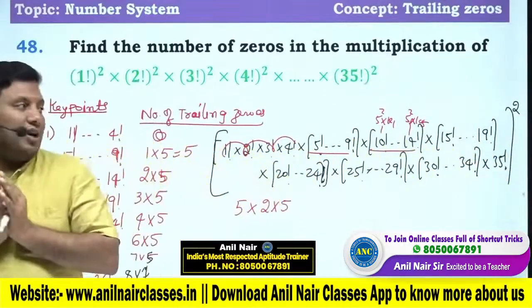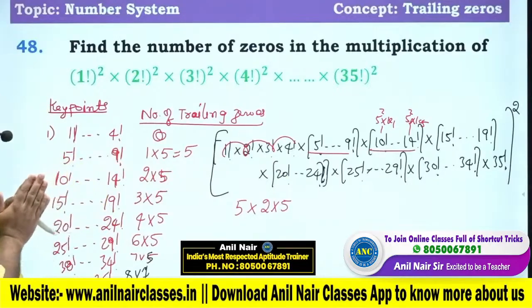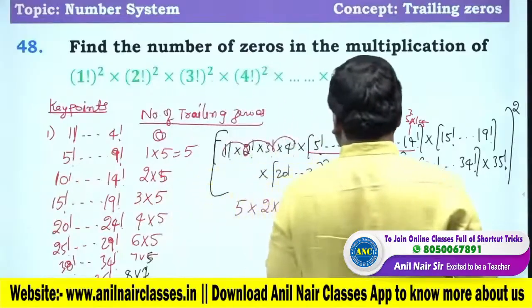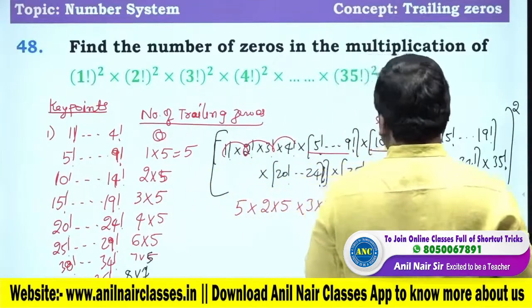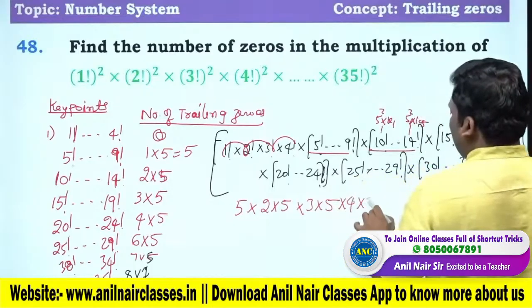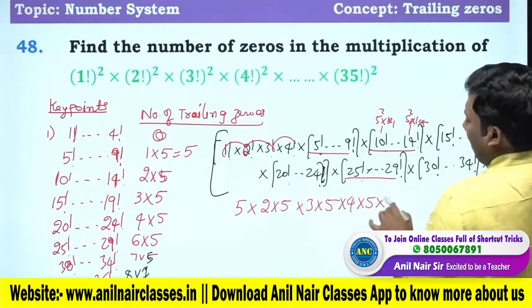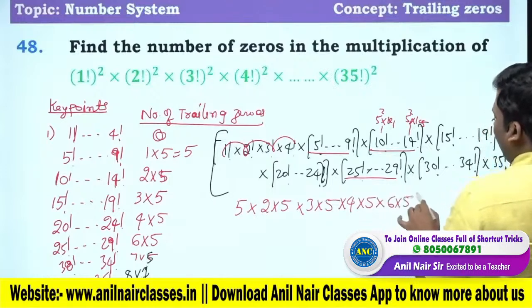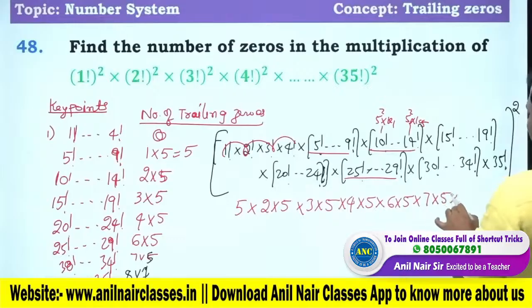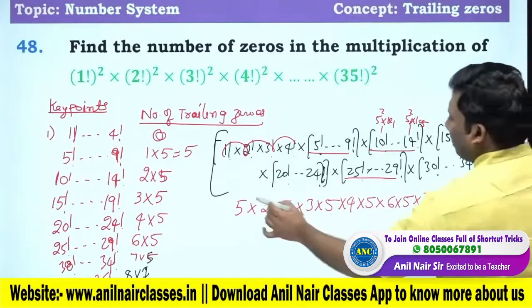Next one, 15 factorial till 19 factorial. How many are there? 3. So it is 3 into 5. 20 factorial is 4 into 5. 25 factorial, how many did I get? 6 into 5. 30 factorial is 7 into 5. 35 factorial is 8. Whole square.